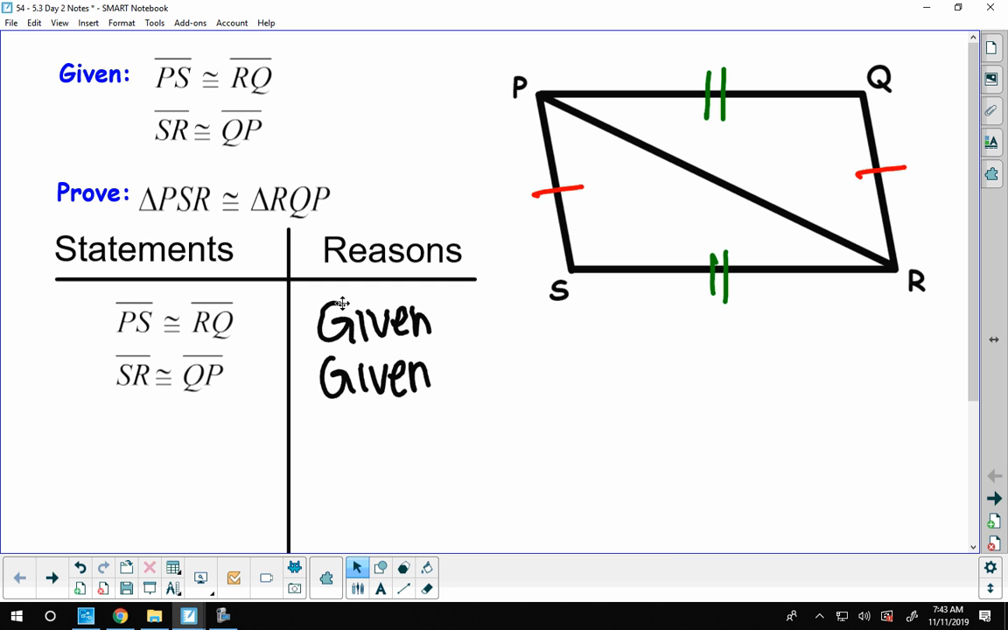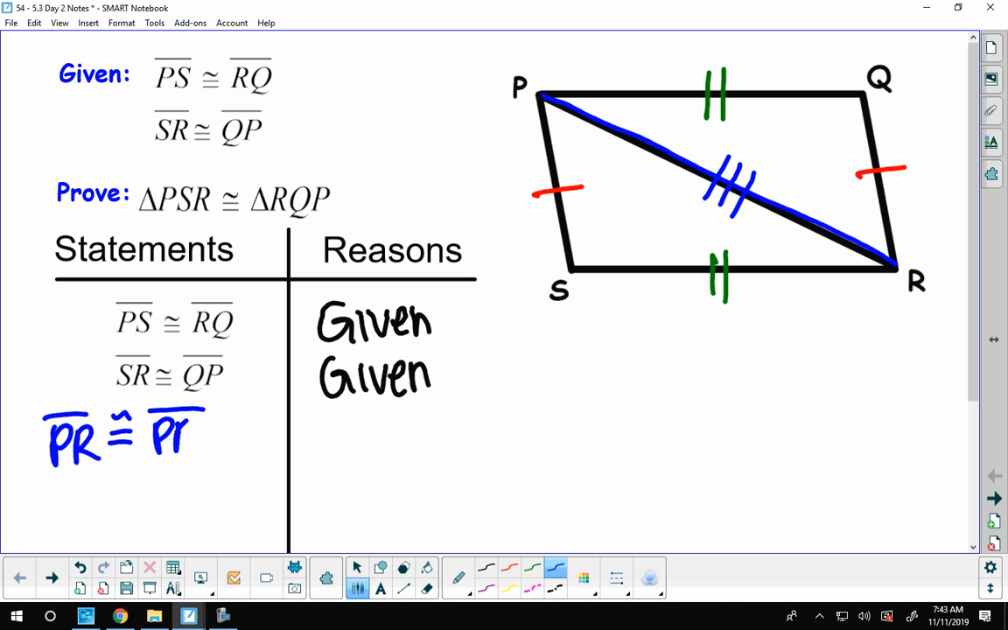So next step, do we have reflexive property or vertical angles? In this case, we have reflexive property because side PR is congruent to side PR, so segment PR in the bottom triangle is congruent to segment PR in the top triangle. It's a shared side and it's the same side, so we know that it's congruent to itself by the reflexive property. And now we have 3 pieces of information.